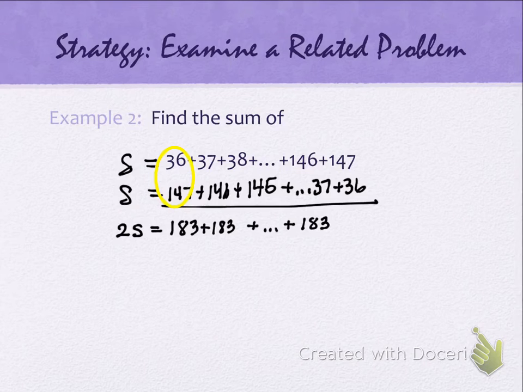So this is a little trickier than the last one, because the last one started at 1 and it went to 100. I had 100 numbers. But here I'm starting at 36 and I'm going to 147. How do I figure out how many numbers I have? What do you think?